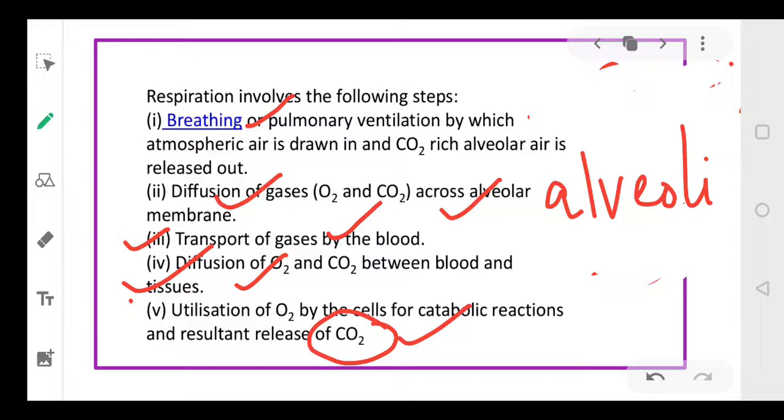So your respiration involves 5 basic steps. First is breathing, second is diffusion of gases across the alveolar membrane, third is transport of gases by the blood, fourth is diffusion of oxygen and carbon dioxide between blood and tissues, and the last is utilization of oxygen by the cells for their various activities. Okay dear students, I hope all the 5 steps are clear.